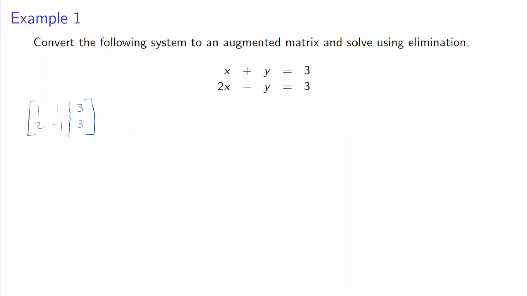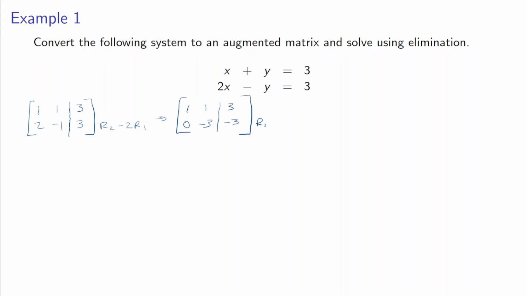So the first step we might do here is taking row 2 and subtracting 2 times row 1. That becomes the matrix then 1, 1, 3. 2 minus 2 is 0. Negative 1 minus 2 is negative 3. 3 minus 2 times 3 is 3 minus 6, which is negative 3.